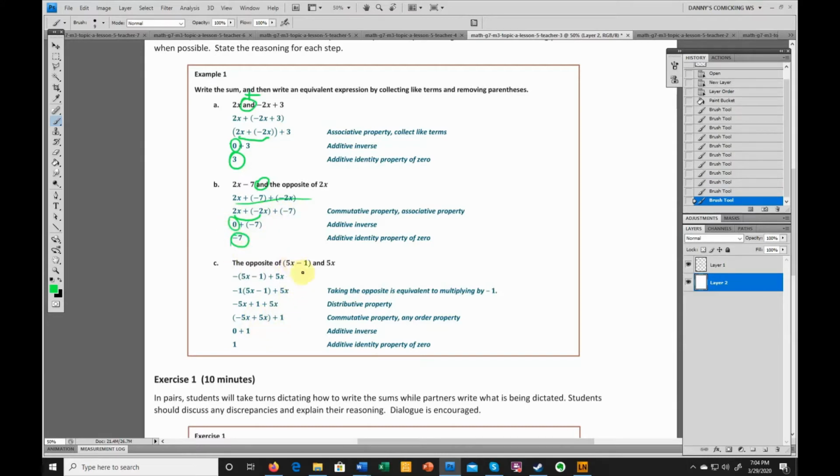The opposite of 5x minus 1, which means plus 5x. Minus 5x plus 1 plus 5x. That's our original problem. Minus 1 times 5x minus 1 plus 5x. Taking the opposite is equivalent to multiplying by minus 1.